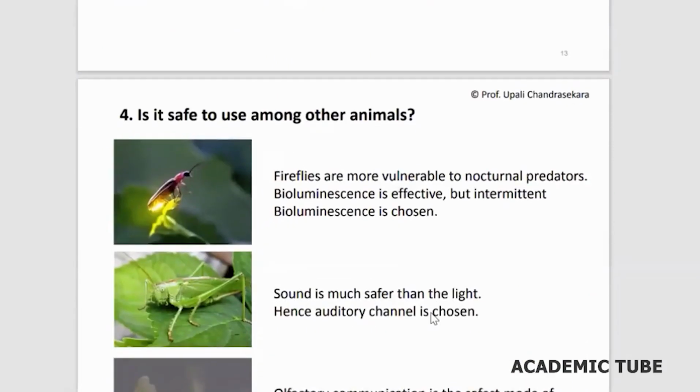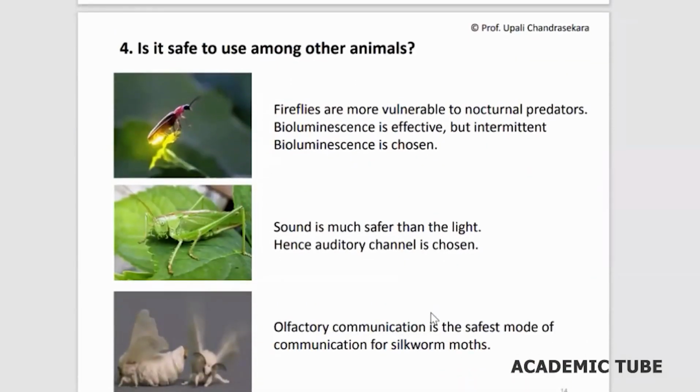And finally, is it safe to use among the other animals?